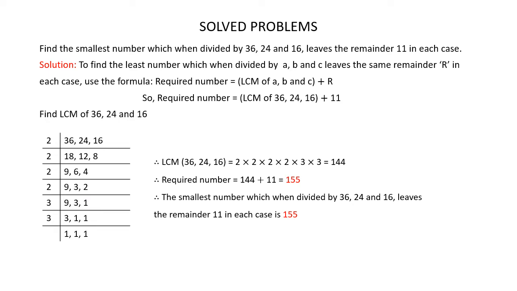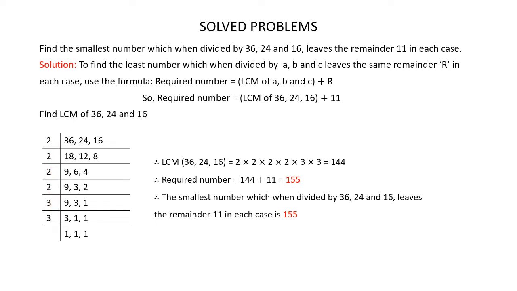Now divide by 3. 9 divided by 3 is 3, write 3 in the next row. 3 divided by 3 is 1, write 1 in the next row. Write 1 as it is in the next row. Divide again by 3. 3 divided by 3 is 1, write 1 in the next row, write 1 as it is in the next row, write this 1 as it is in the next row. So the prime factors are 2, 2, 2, 2, 3 and 3.